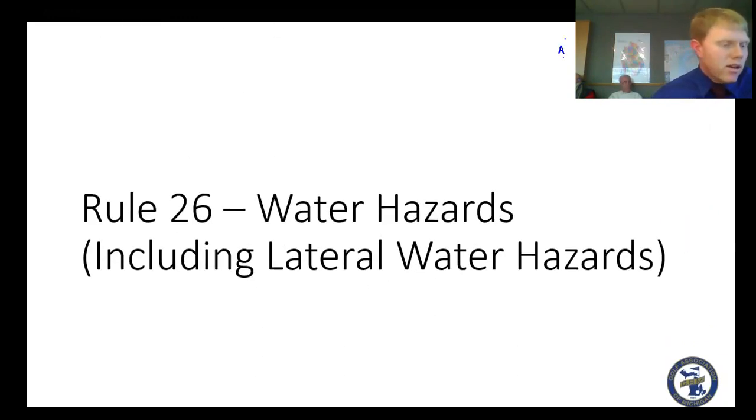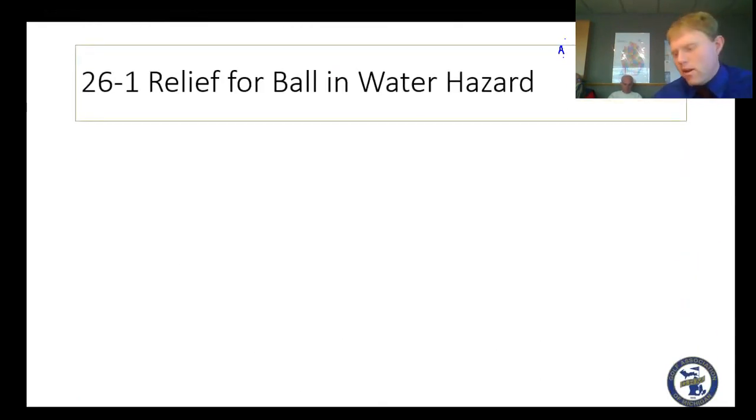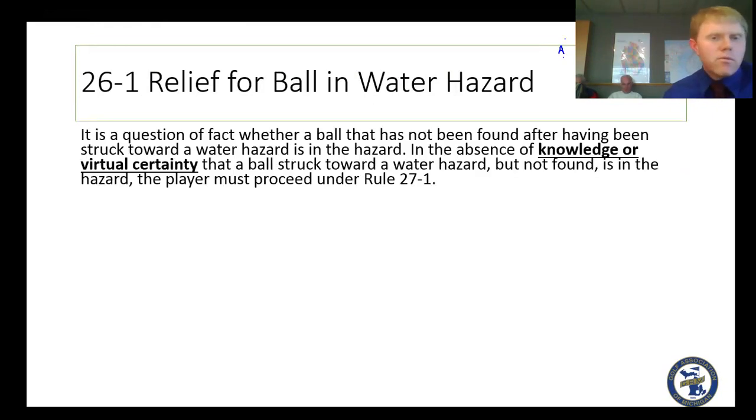All right. Water hazards, including lateral water hazards. So I don't need to ask you guys the difference between the lateral and the water hazards. You guys got that down. All right, so 26-1, relief for a ball in a water hazard. Again, as we were just discussing, it's a question of fact whether the ball has been found in the water hazard. We need to have that knowledge of virtual certainty that the ball is in the water hazard to proceed under Rule 26-1. If we don't, we're going to be going back under stroke and distance.